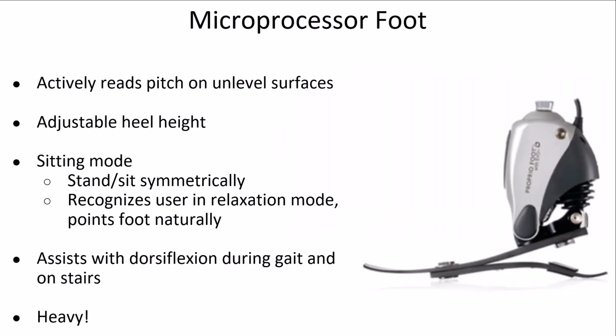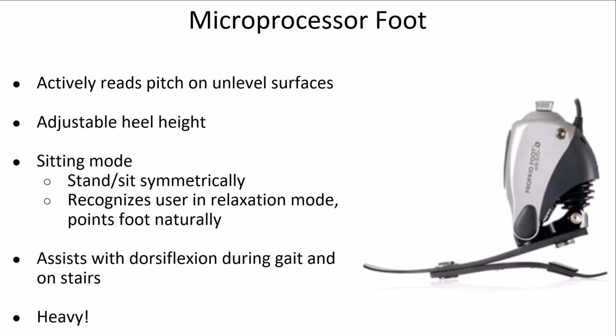And finally, another foot that's available to both K3 and K4 ambulators is known as the microprocessor foot. An example picture known as the proprio foot is shown on the right-hand side of the slide. And it actually has a microprocessor built right into the foot, and it's really good for unlevel surfaces. It has an adjustable heel height in case you want to change the height of your shoes.